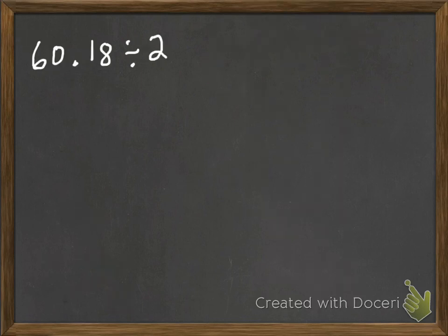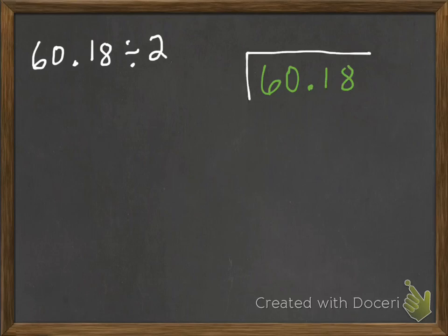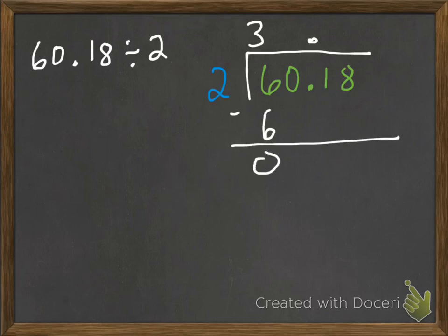Alright, last one here. We have 60.18 divided by 2. So there I go. I didn't forget the decimal. Let's think. How many times can 2 go into 6? 3 times. Let's go ahead and multiply now. 2 times 3 is 6. Subtract. 6 minus 6 is 0.